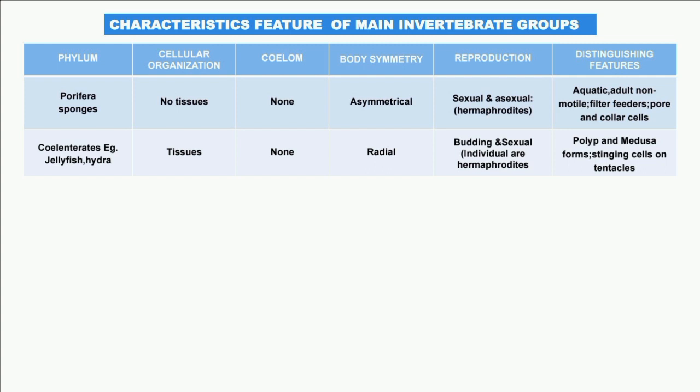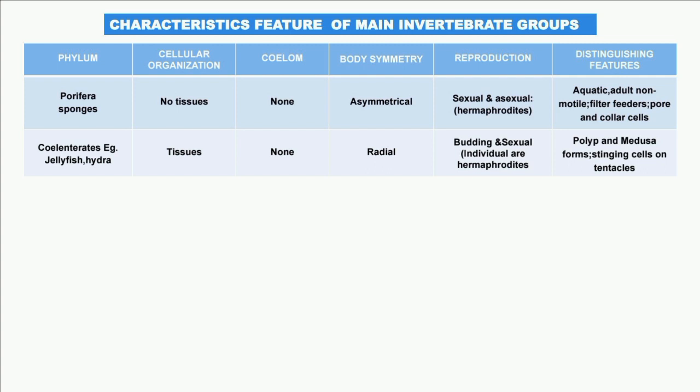And also reproduction: they reproduce by budding and also sexually, and individuals are hermaphrodite. You can check our longer video, the full course on classification of living organisms, if you want to learn more about this. Then distinguishable features: most coelenterates have two main body forms in their life cycle, so you need to understand this.